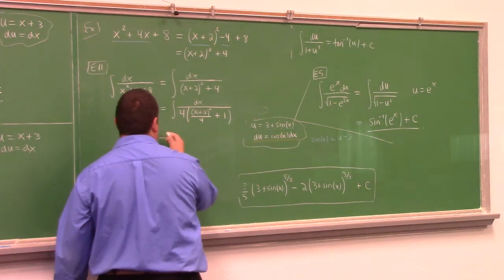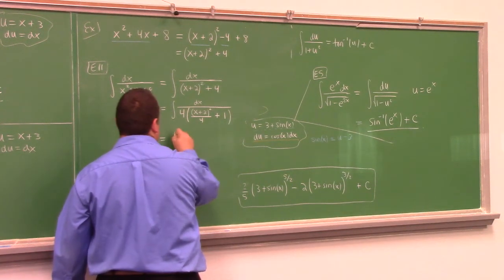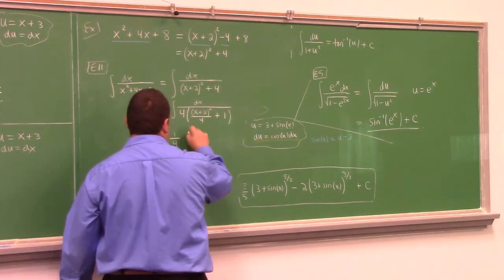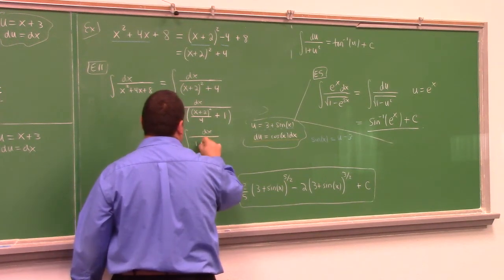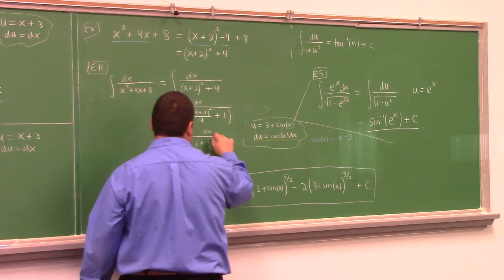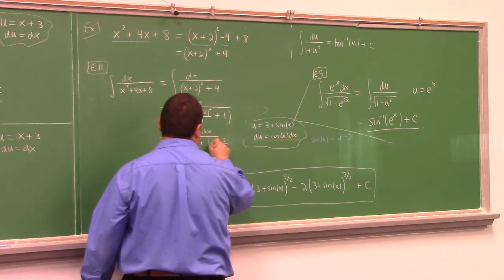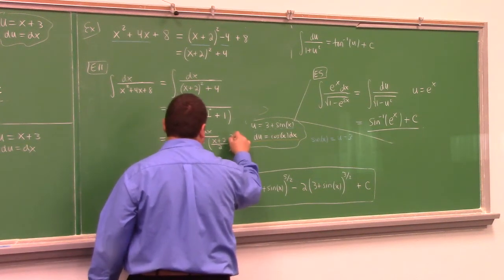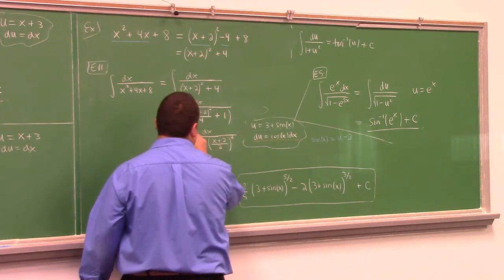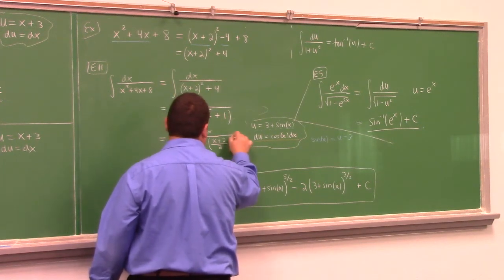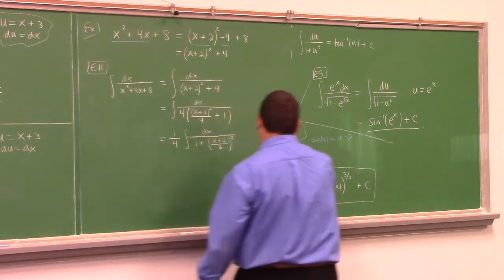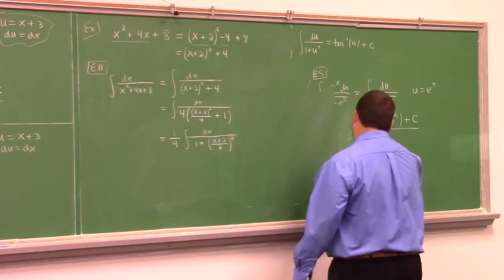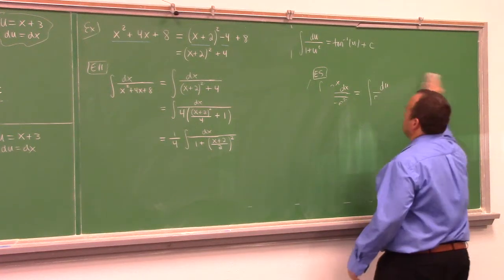So this is 1/4 integral, and I'm going to write this dx over 1 plus, and let me rewrite that suspiciously as x plus 2 over 2 quantity squared. So then what?